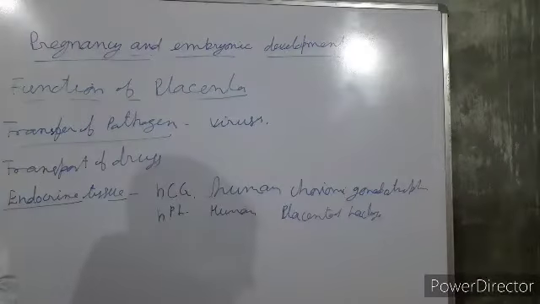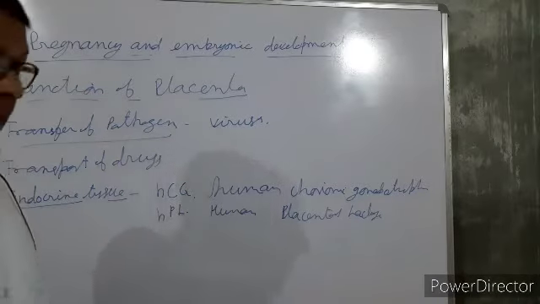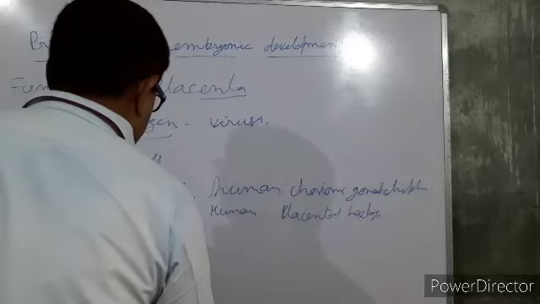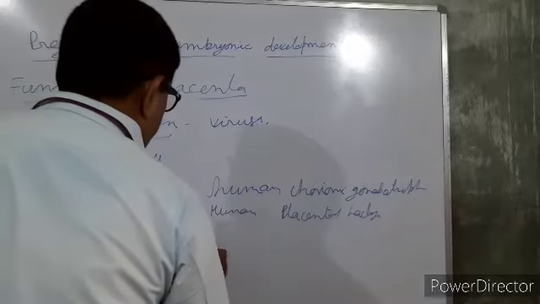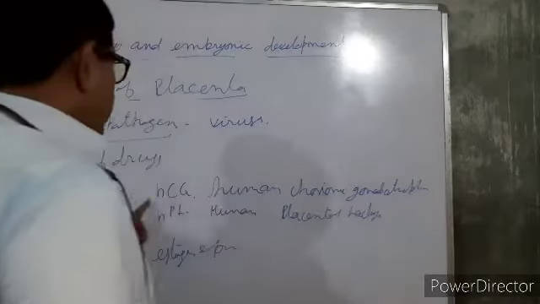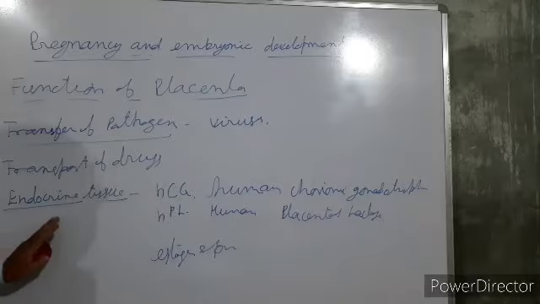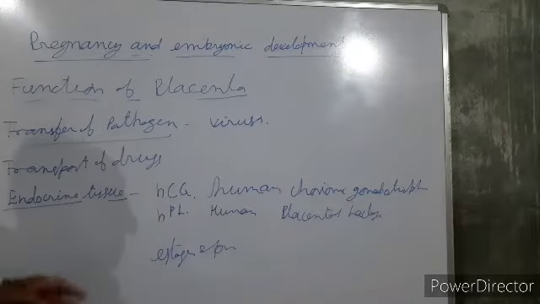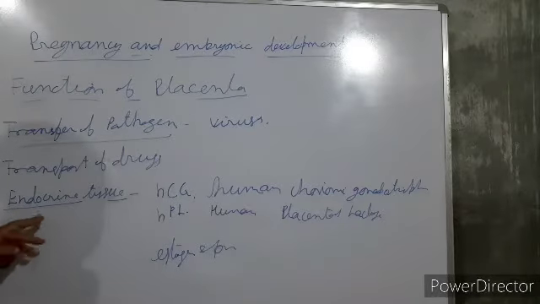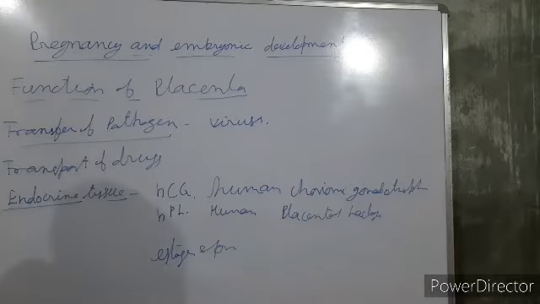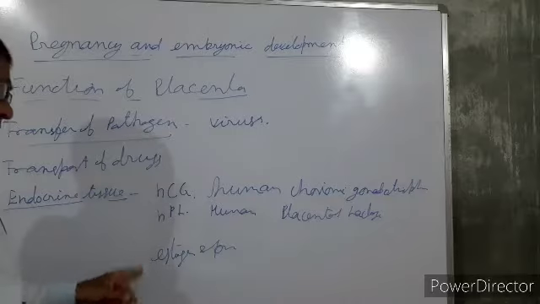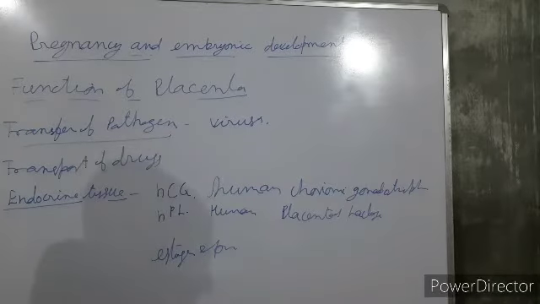Other hormones which are secreted by the placenta are the estrogens and the progesterone. These are the hormones which are secreted by the placenta during the pregnancy. So it works as an endocrine tissue. So it secretes the hormones.